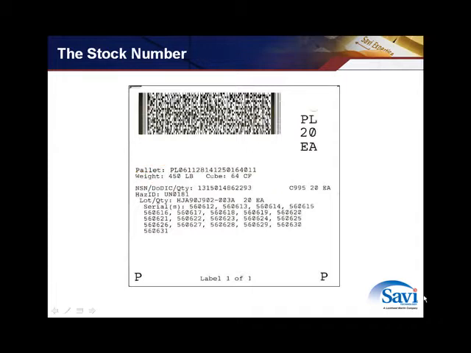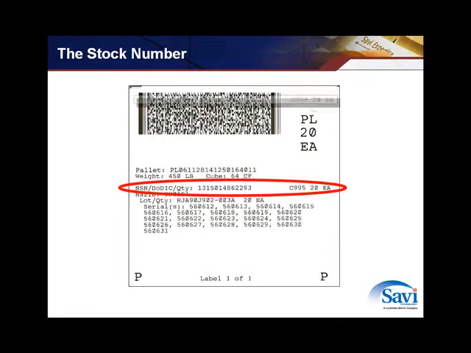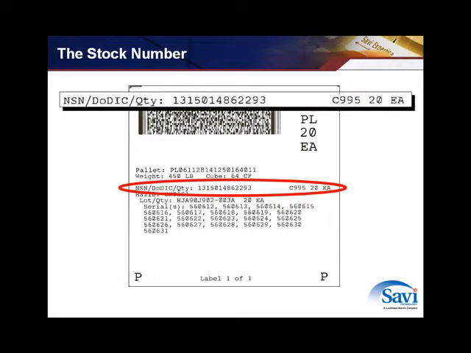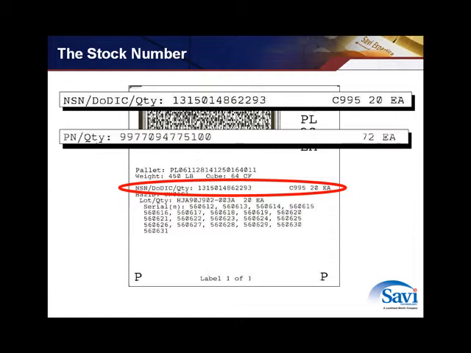The next line on the barcode label displays the stock number, the DOTIC, and the quantity. The stock number might be an NSN, as shown in this first example, or it might be a non-standard part number, as shown in the bottom example. The DOTIC is an optional field, so some labels may not display a DOTIC.